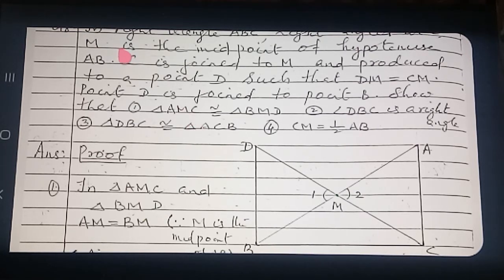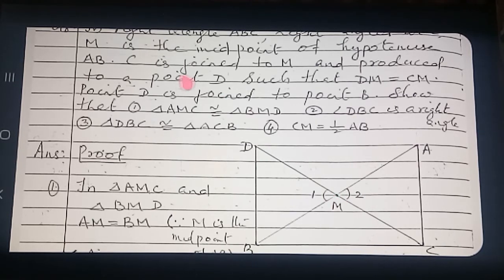Next point, M is the midpoint of the hypotenuse AB. If this angle C is a right angle, which side is the hypotenuse? The side opposite to the right angle is the hypotenuse. So which is the hypotenuse? AB is the hypotenuse. So M is the midpoint of the hypotenuse. The meaning is that AM and BM are equal. Understood the point? Midpoint means dividing the line segment into two equal parts by the point.